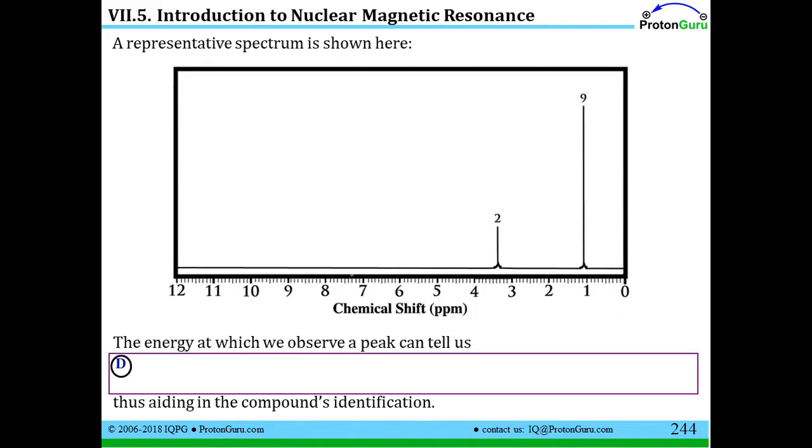This is what a typical proton nuclear magnetic resonance spectrum looks like. You see on the x-axis we have this chemical shift in parts per million. This relates to the energy that is being absorbed by the sample. We'll talk a little bit about how the technique actually works in the next few slides. But this energy, or this chemical shift at which these peaks appear, can tell us something in the end about the electron density near the nucleus, and that will help us figure out the compound's identity.